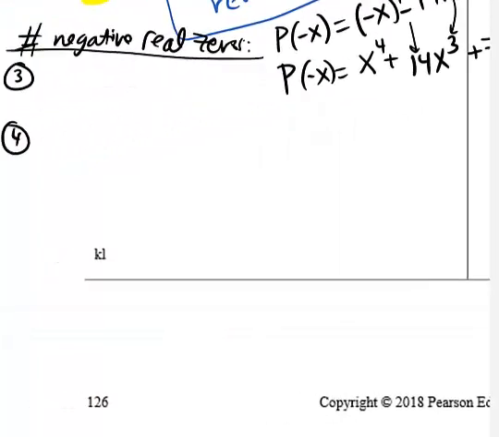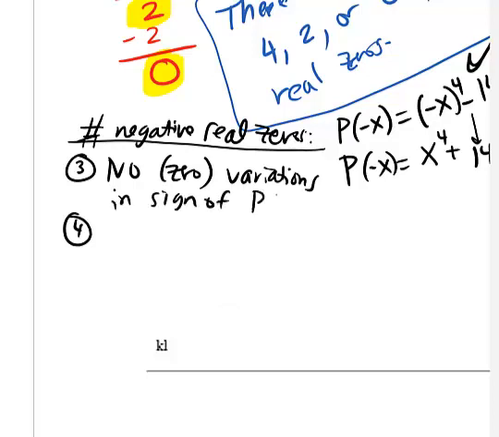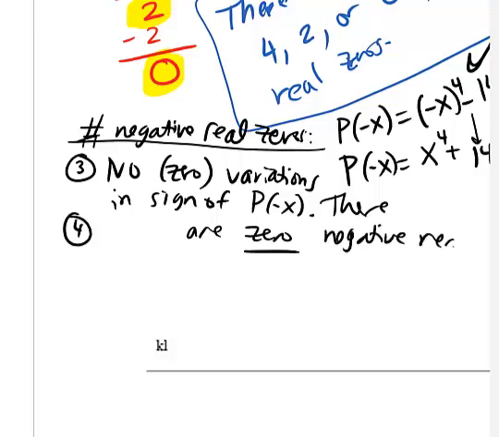Notice though that now all the terms are positive. So there are 0 variations in sign of p of negative x. So that means there are 0 negative real zeros.